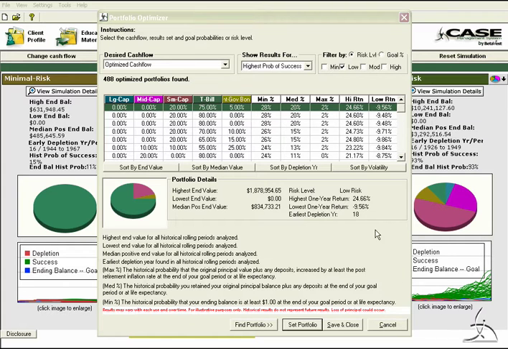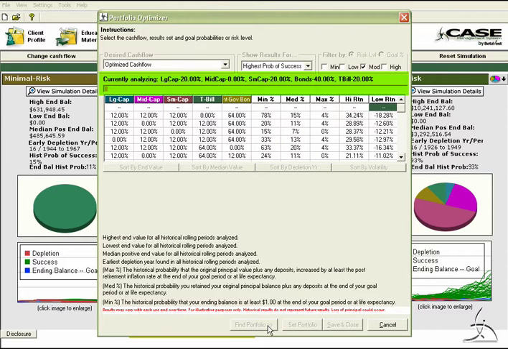Next, let's search the moderate risk level for portfolio combinations in hopes of finding a more reasonable level of success. Thus, we will select Moderate Risk and once again select Find Portfolio. The optimizer is now looking at all moderate risk portfolios. This will evaluate almost 1,600 portfolio combinations for moderate risk. The entire optimization process will look at almost 5,000 portfolio combinations across all 4 risk levels.